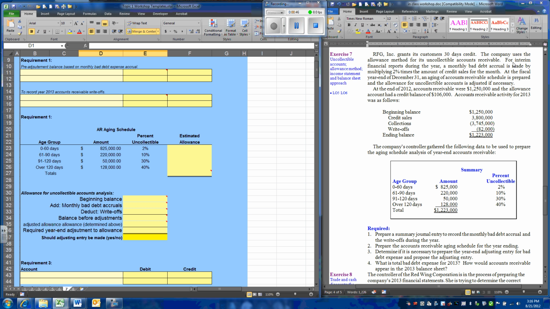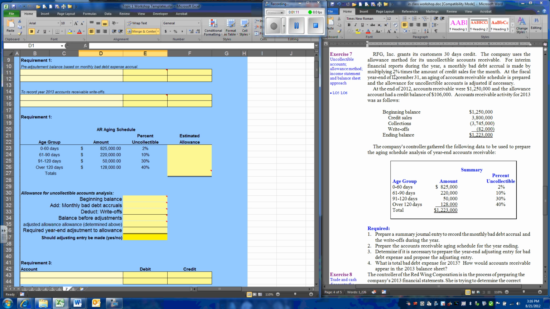The company issues interim financial reports throughout the year. They have chosen for their interim reporting to use an income statement approach to determine the bad debt expense for the period that they're reporting on. And they do this by taking the credit sales for the period and multiplying it by 2%.